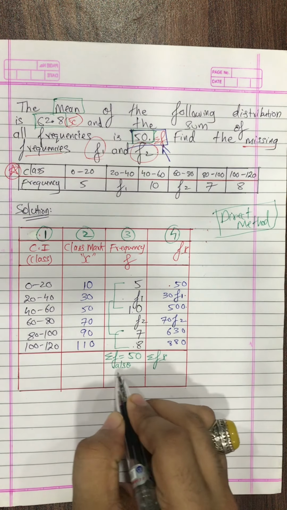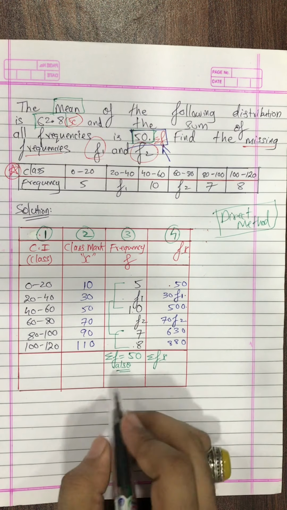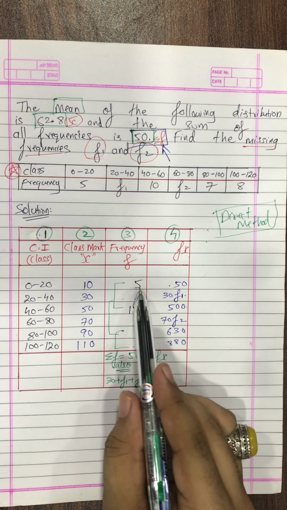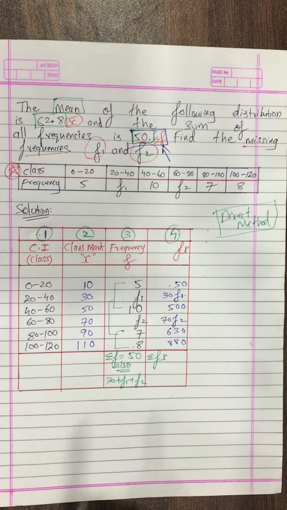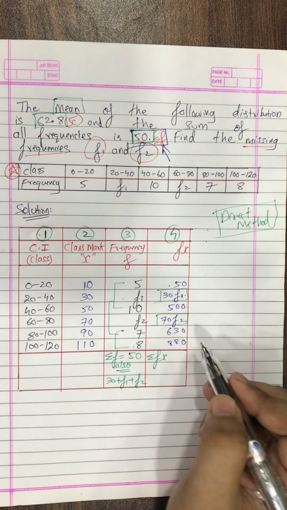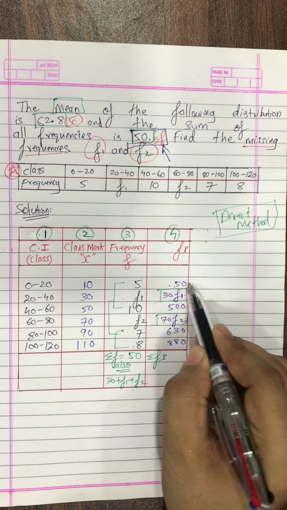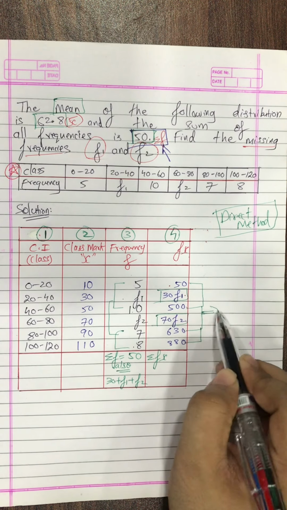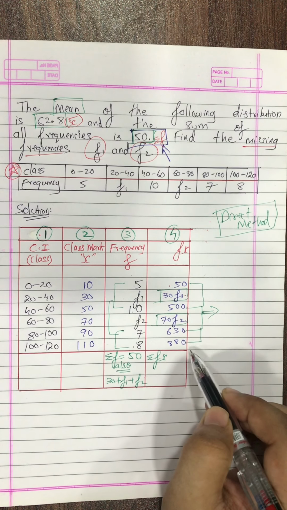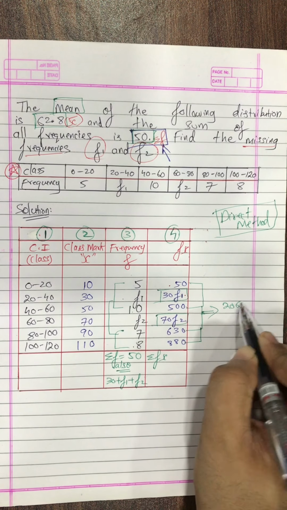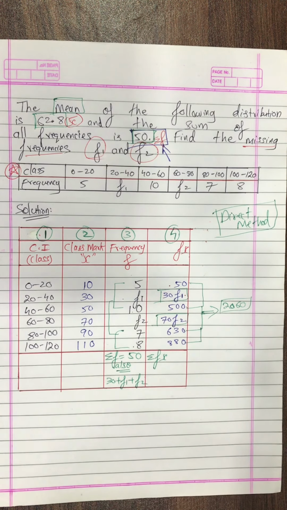So the value of summation f will also be 30 plus f1 plus f2. Okay, summation fx, students, we cannot take this value of 30 f1 and 70 f2. First let's take the numerical values: 50, 500, 630 and 880. If I add these, the answer will be 2060.